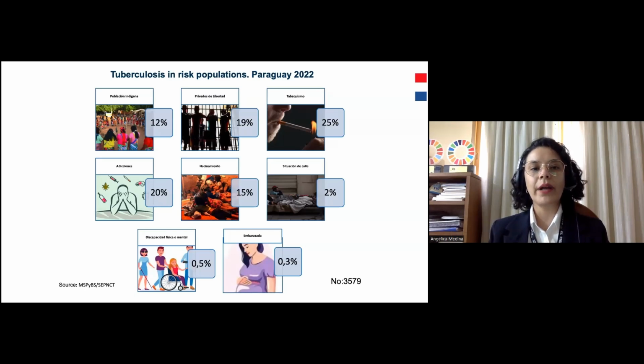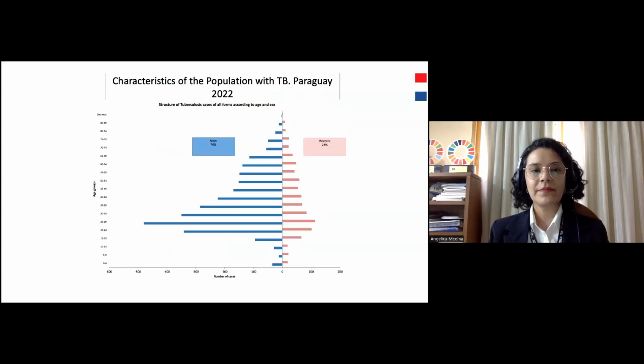Then when it comes to the risk population with TB in Paraguay, 12% of all of the cases happened in indigenous people. And as you can see, we have people who suffer from addictions to smoke and other types of addictions as well, and people who live on the streets. Next slide, please.